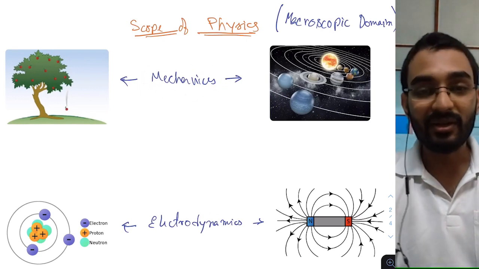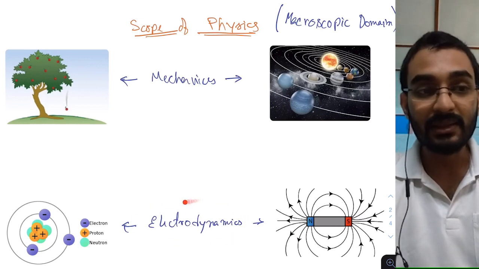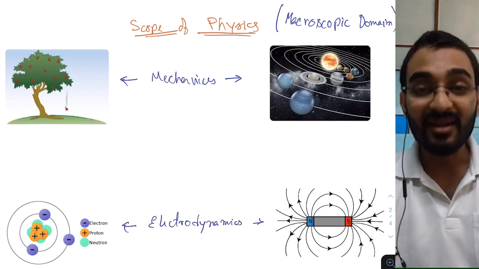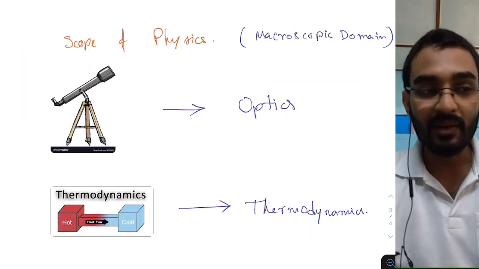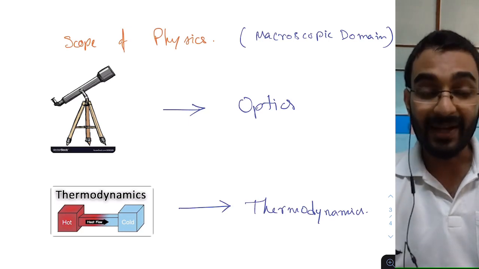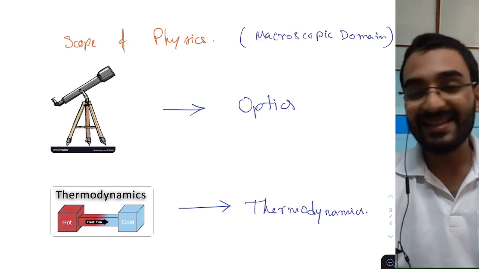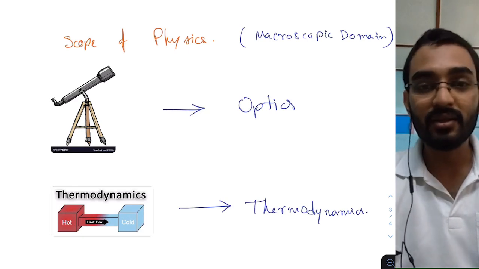Now let's talk about electrodynamics. Electrodynamics deals with the electric and the magnetic phenomena associated with charged and magnetic bodies. Optics deals with phenomena involving light: the working of telescopes, microscopes, colors exhibited by thin films, all those things fall under the branch of optics.